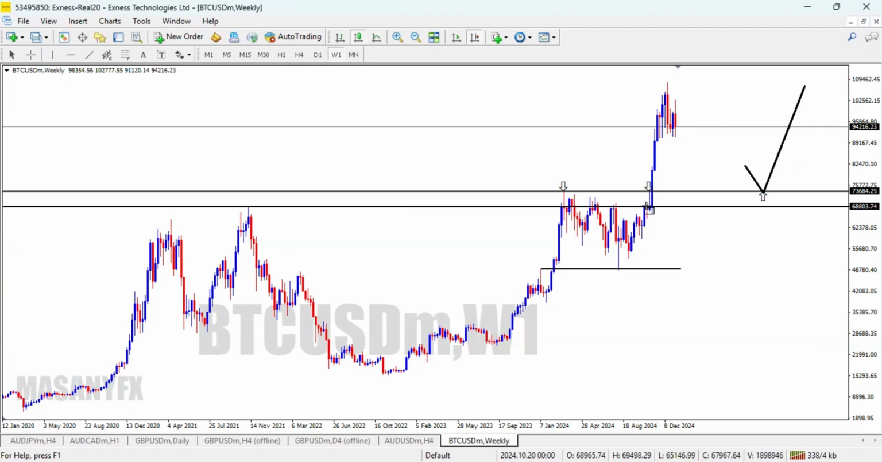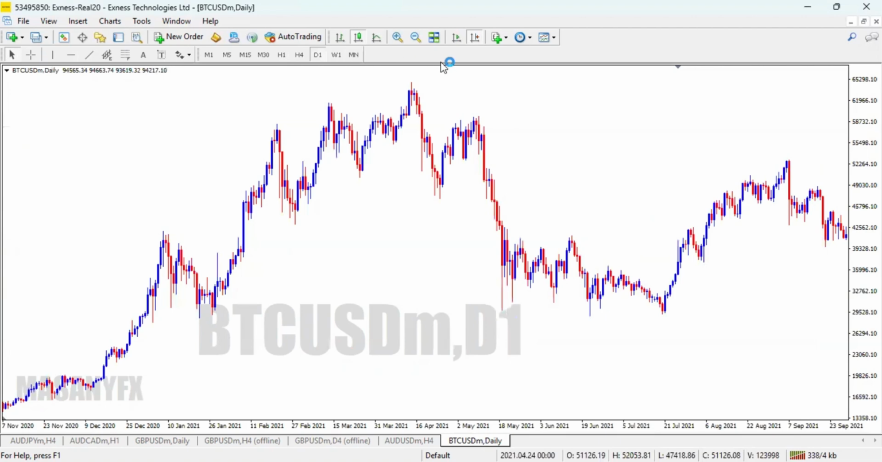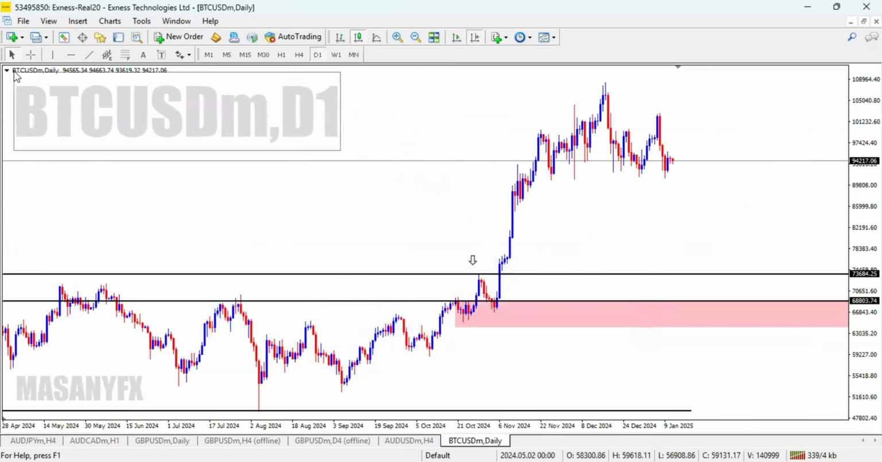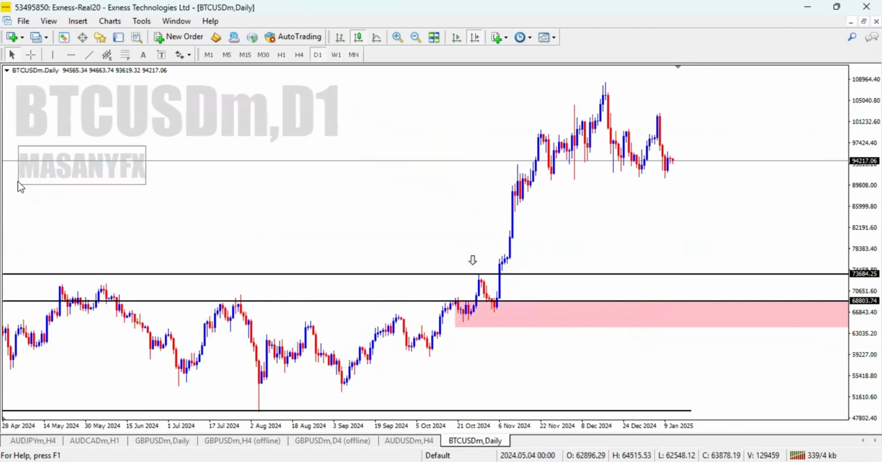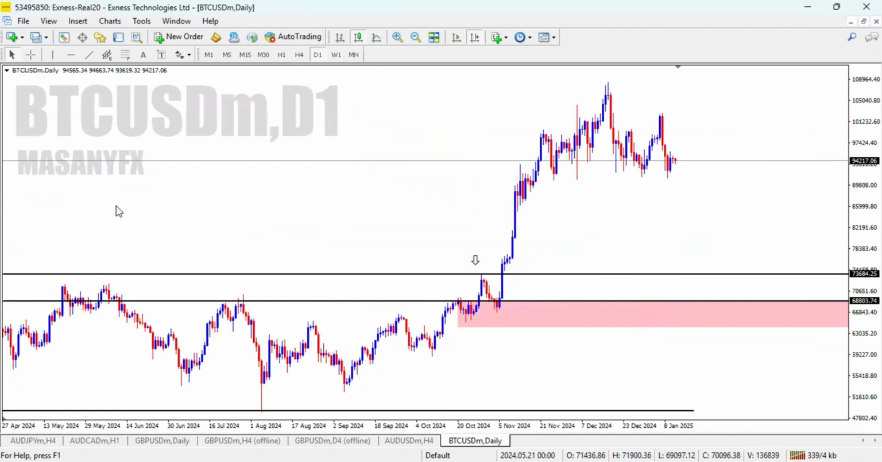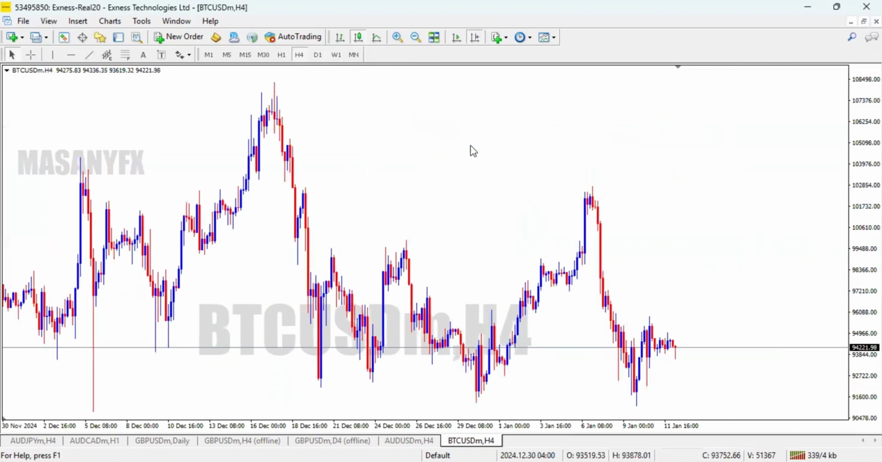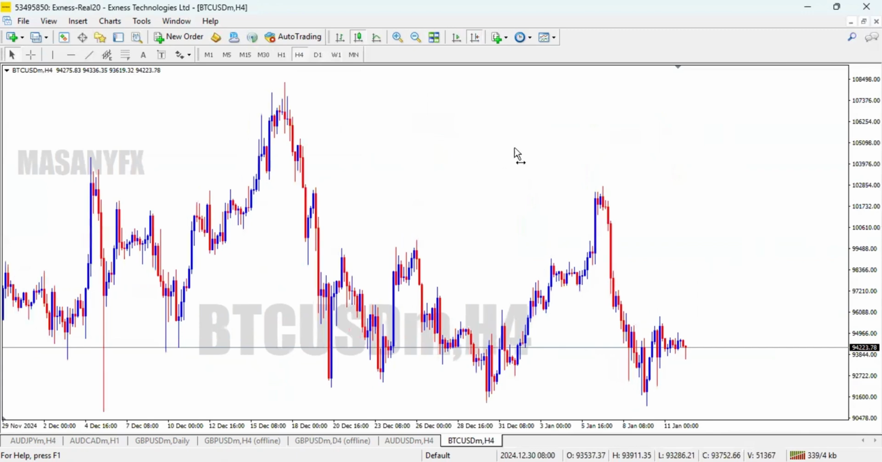If it fails here, it will come here. This is a daily time frame. So let's look for selling opportunities.